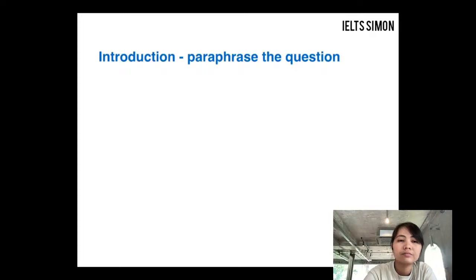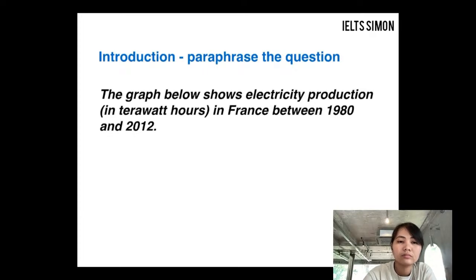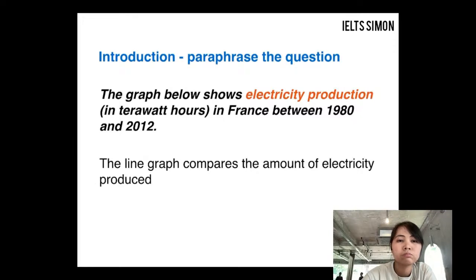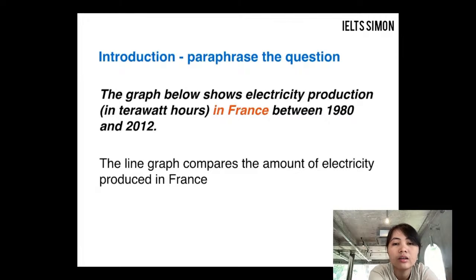So the main thing to look at is the question statement here. The graph below shows electricity production in terawatt hours in France between 1980 and 2012, and we're going to just try and change a few words in there. We start with the graph below shows, and we can change that to the line graph compares. Then electricity production, we can change that to the amount of electricity produced. That's out in terawatt hours. We don't really need that. The next part is in France, which can stay the same.